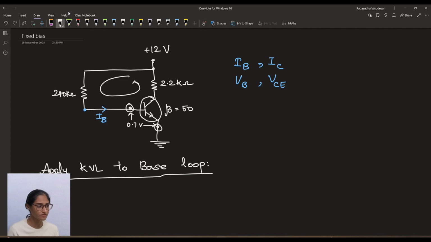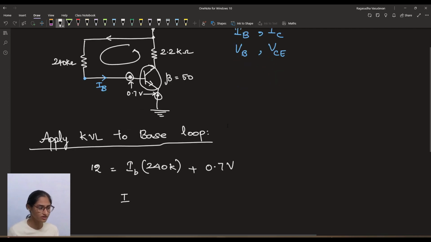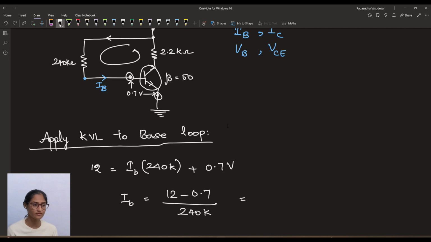To this loop, we are going to apply Kirchhoff's voltage law. Okay, so 12 is equal to the current that's going into the 240K, which is IB, multiplied by 240K plus this voltage 0.7 volt, because that's the voltage that exists between the base and the emitter region. So naturally you can find out the value of IB, right? IB is equal to 12 minus 0.7 divided by 240K. This is equal to 47.08 microampere.